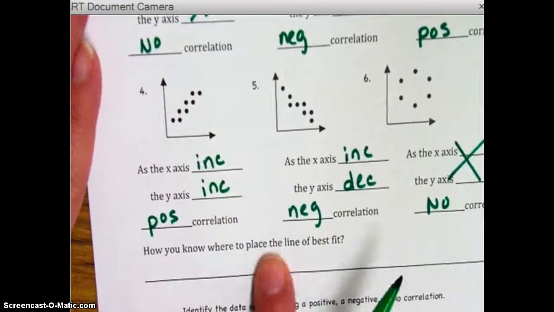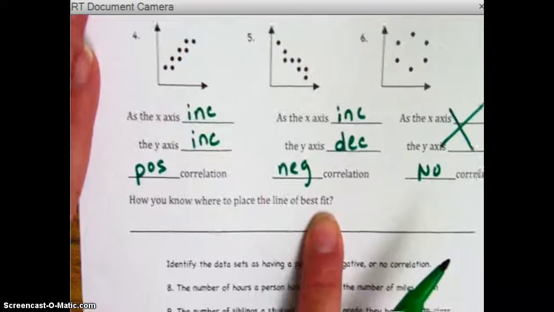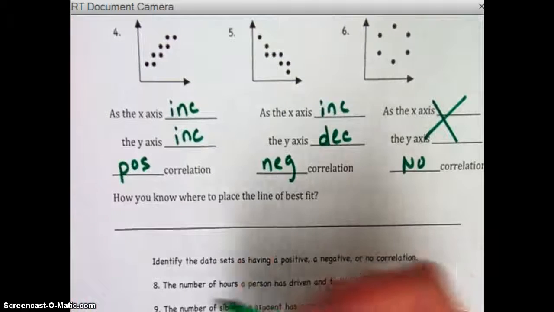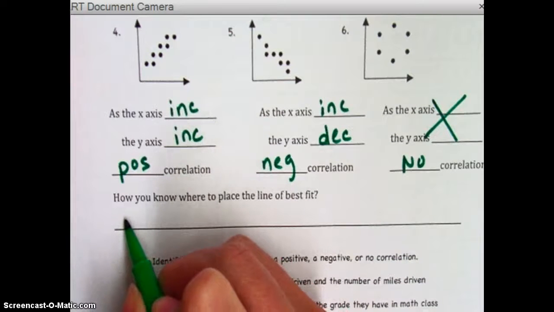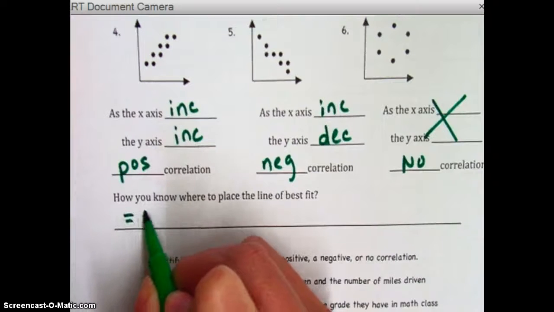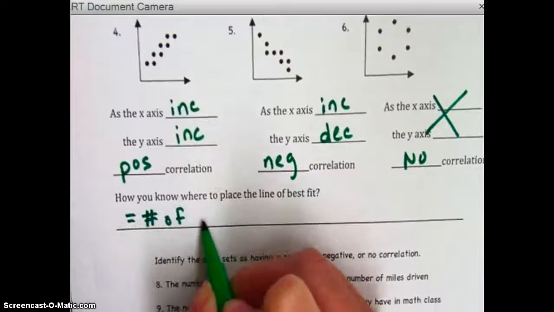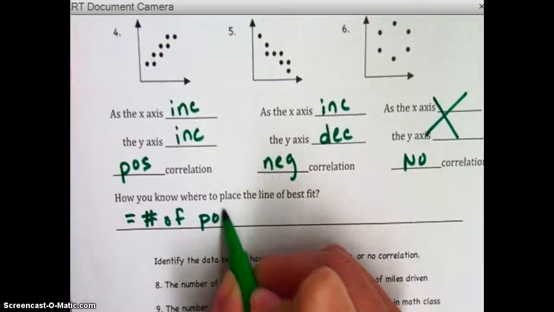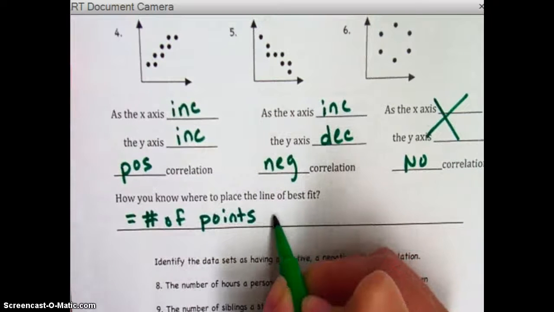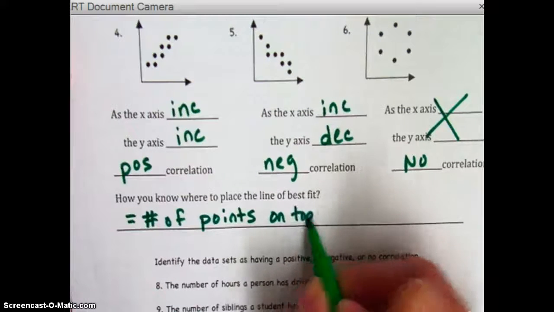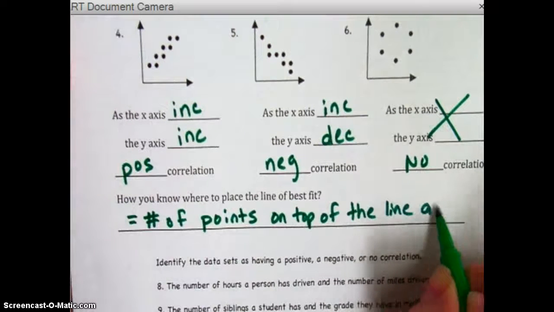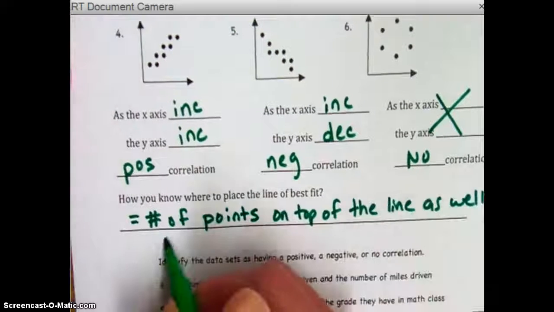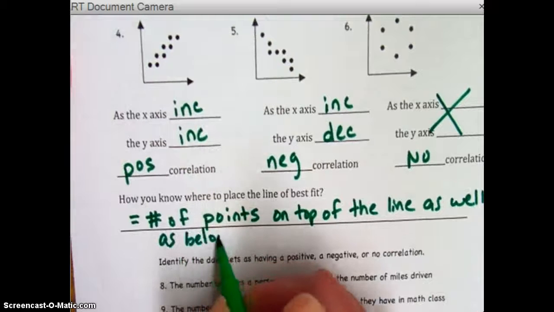So how do you know where to place the line of best fit? The line of best fit is going to go where you have an equal number of points, and we'll talk about what this is in just a second. An equal number of points on top of the line as well as below the line.